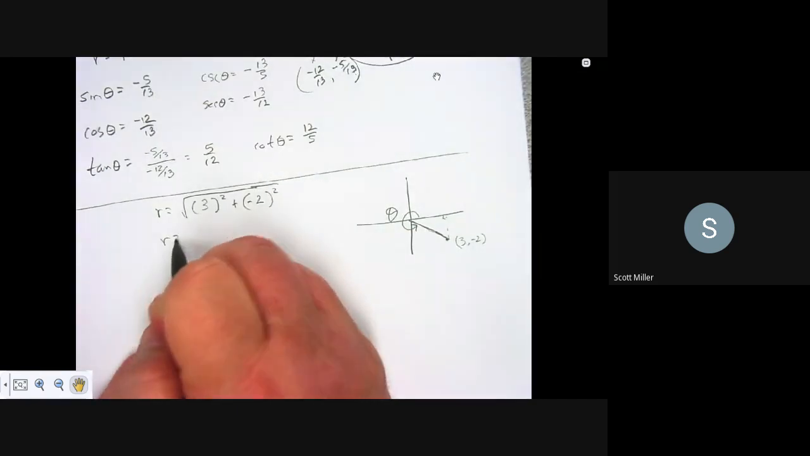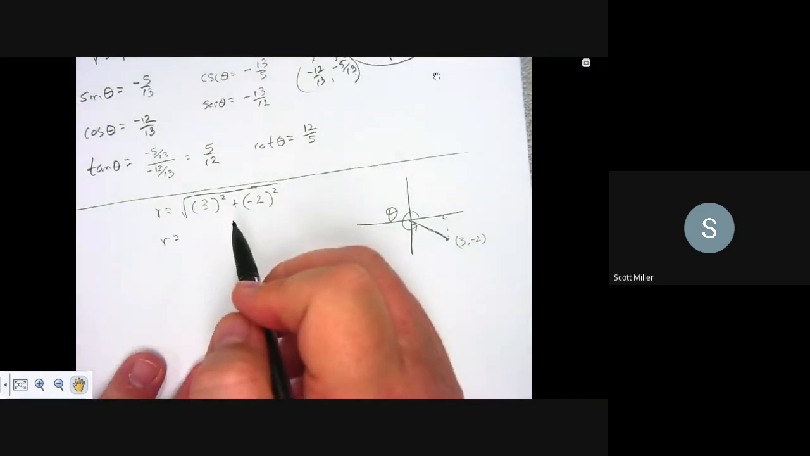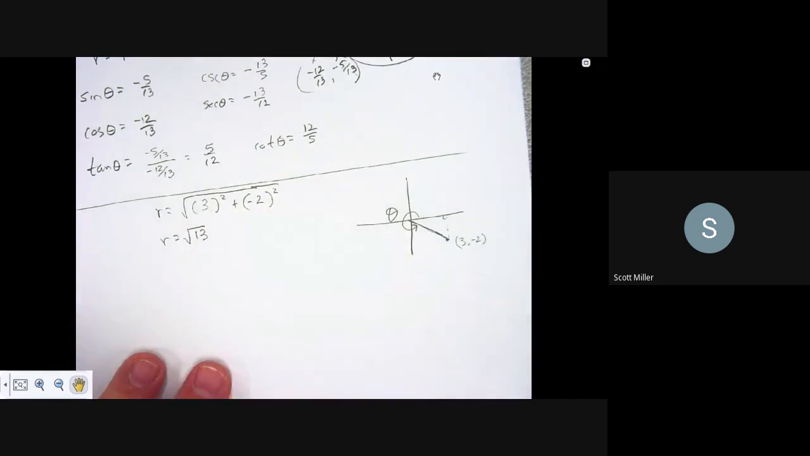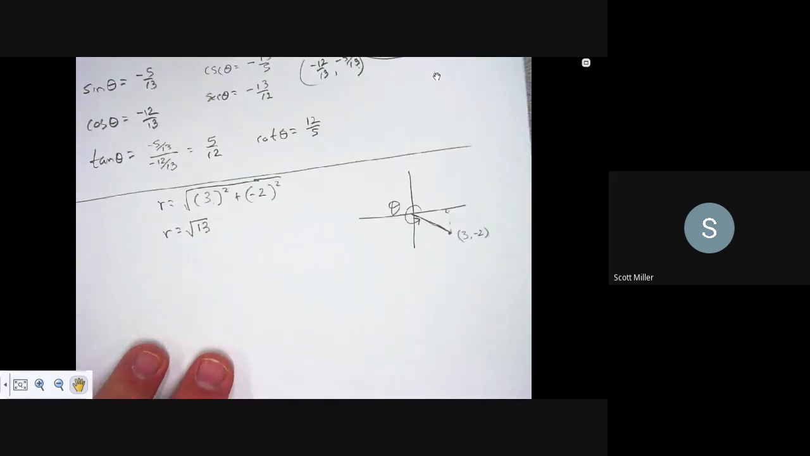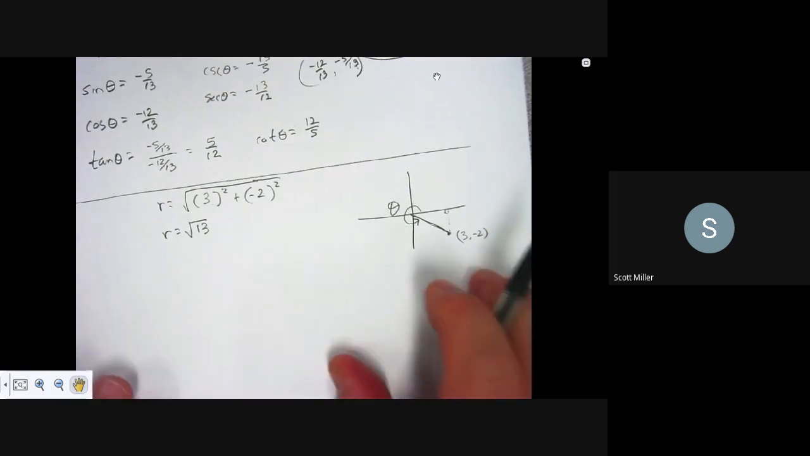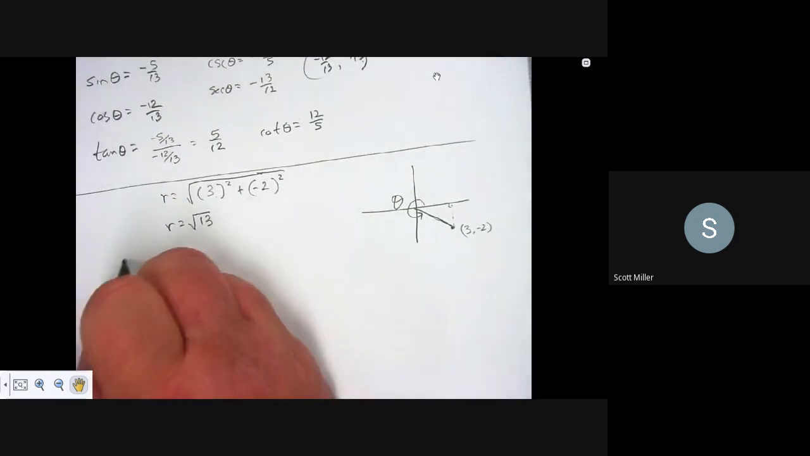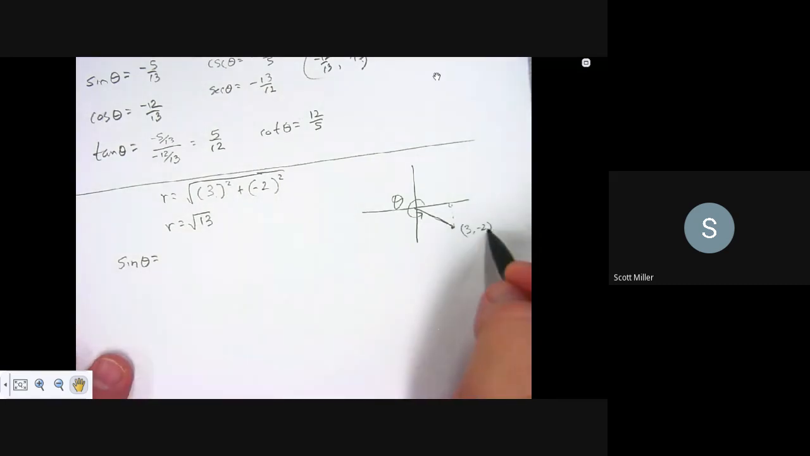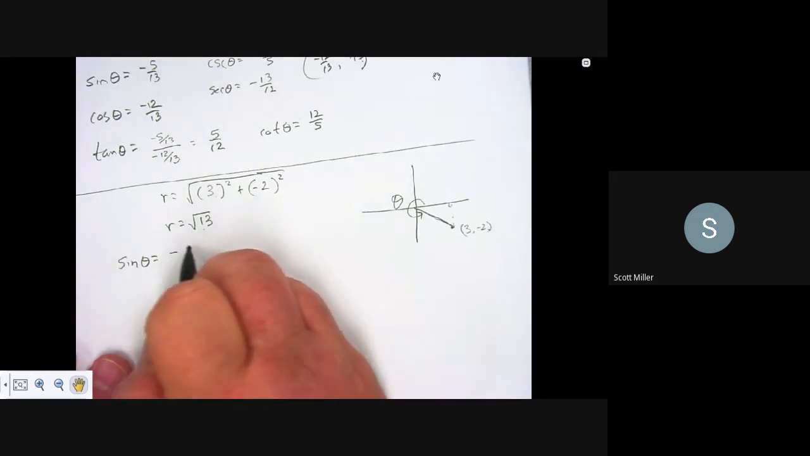I want to see this point right here, and then I can give this answer in simplest radical form. 9 and 4 is 13, the square root of 13. From that, I can now answer the rest of these questions. What is the sine of theta? Y over r, -2 over the square root of 13.